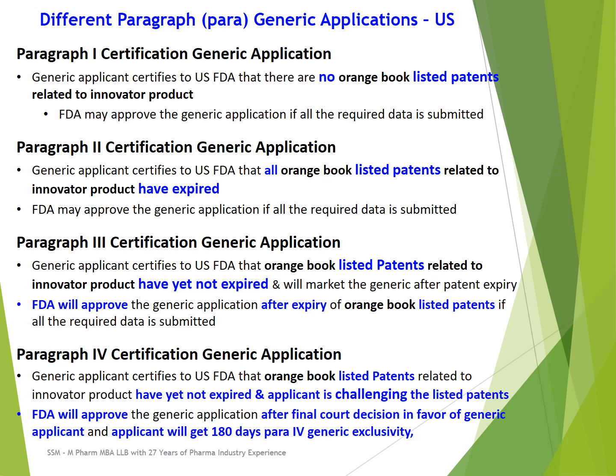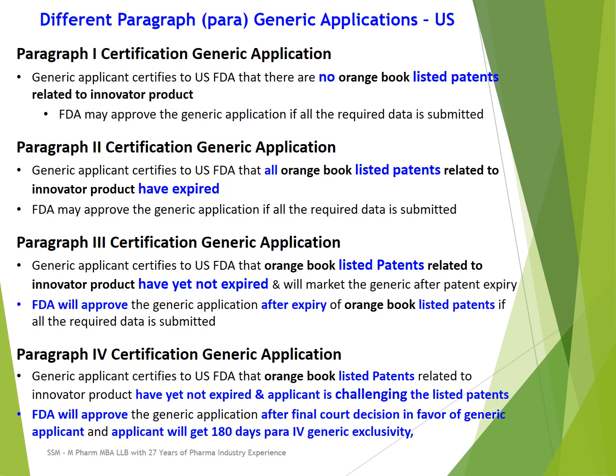So in Para 3 certification, the generic application will be approved after expiry of all the Orange Book listed patents, and the generic applicant agrees that he will market the generic product after expiry of the Orange Book listed patents. Next is Para 4 certification generic application, or patent challenge generic application.